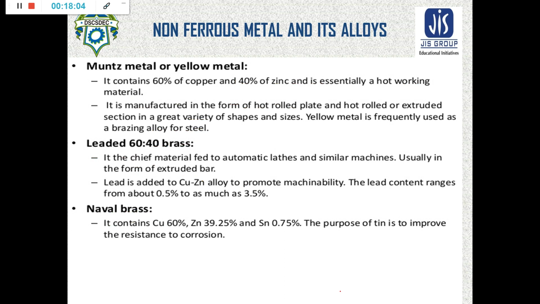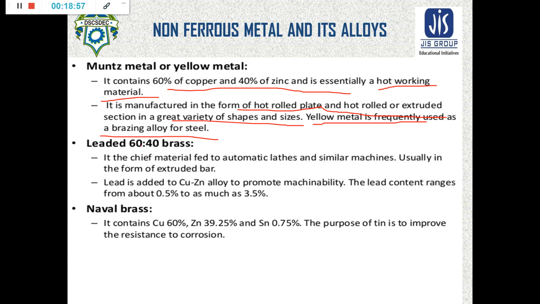So next is Muntz metal or yellow metal. It contains 60% of copper and 40% of zinc, and is essentially a hot working material. Hot working means the shape or deformation can be done at higher or elevated temperature. It is manufactured in the form of hot rolled plate and hot rolled or extruded sections in great variety of shapes and sizes. Yellow metal is frequently used as a brazing alloy for steel.